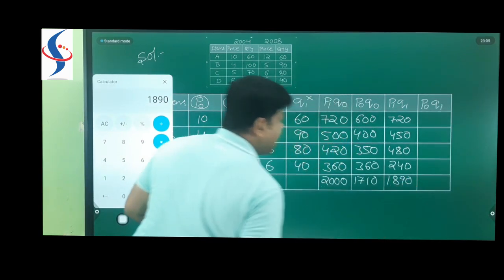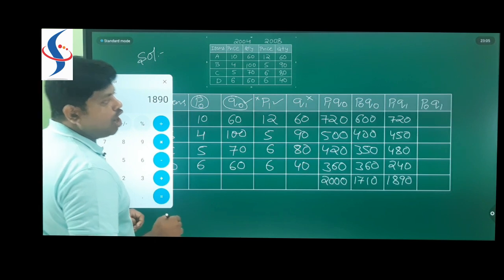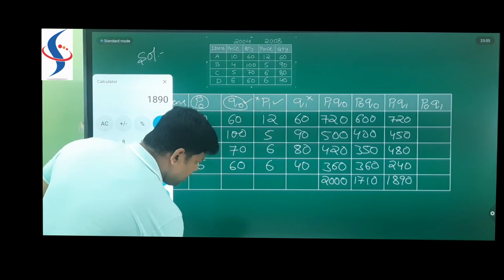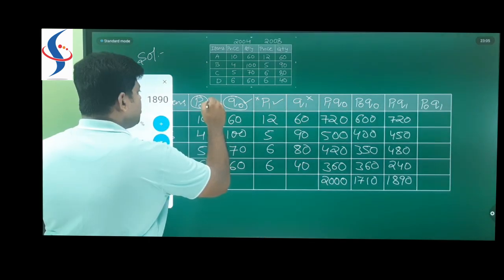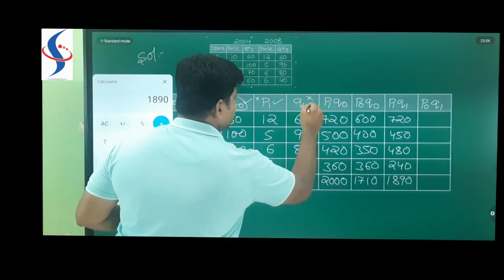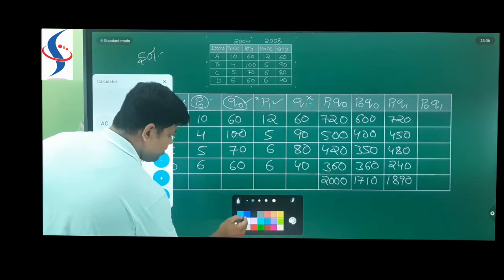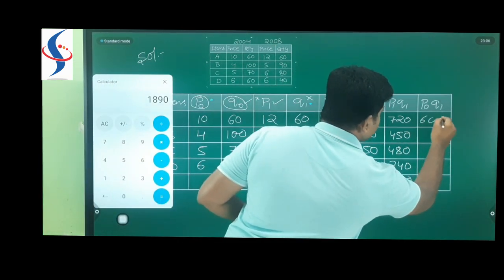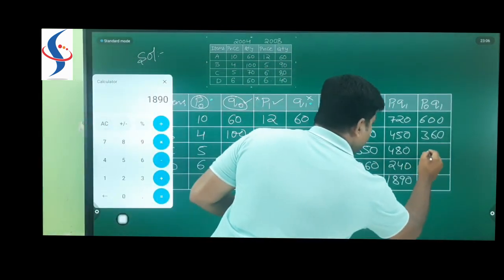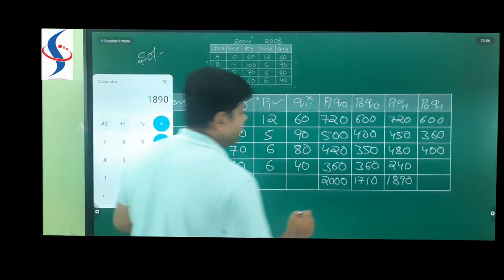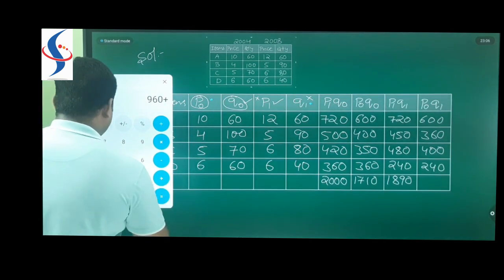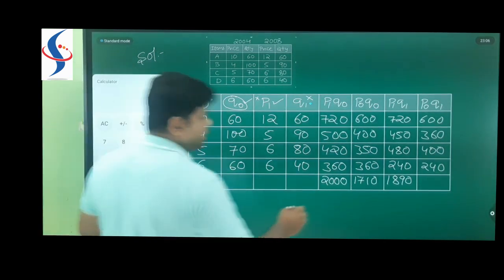And the last column, that is P naught into Q1. I'll take a different color and mark like this: P naught Q1. P naught Q1 is 10 into 60, that is 600. Then 4 into 90, 360. 5 into 80, 400. Then 6 into 40, 240. Then add all the numbers and write down there. That is 600 plus 360 plus 400 plus 240, that is 1600.